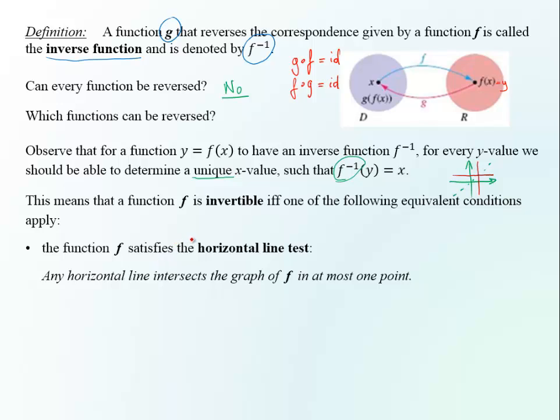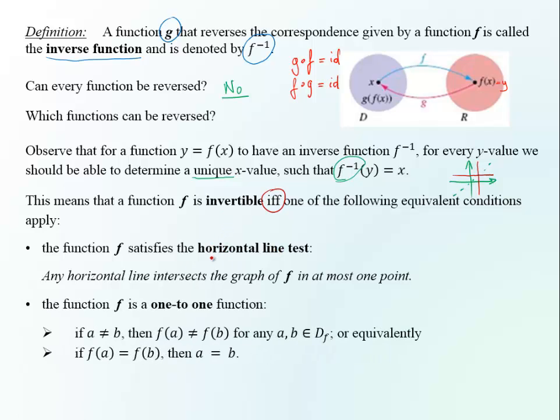So we can put together our findings about when f is invertible. It is invertible if and only if one of the following conditions applies. The function f satisfies the horizontal line test, like we talked about here, which means that any horizontal line intersects the graph of f in at most one point. So, f is invertible if and only if f satisfies not only the vertical line test, because that makes it just a function, but also the horizontal line test that makes it invertible.